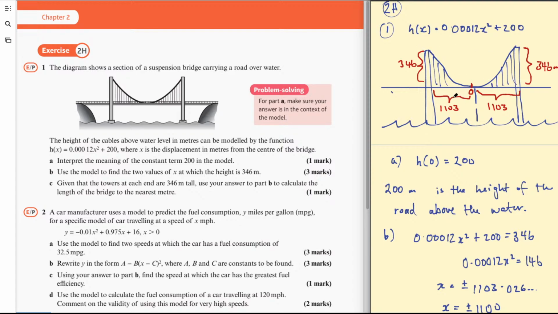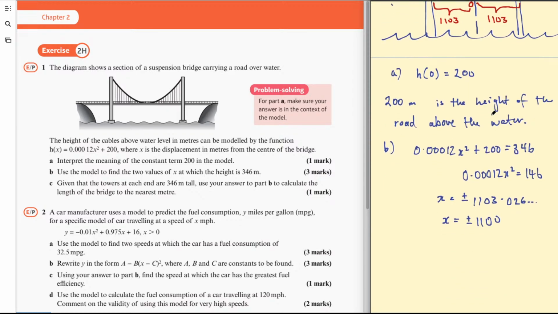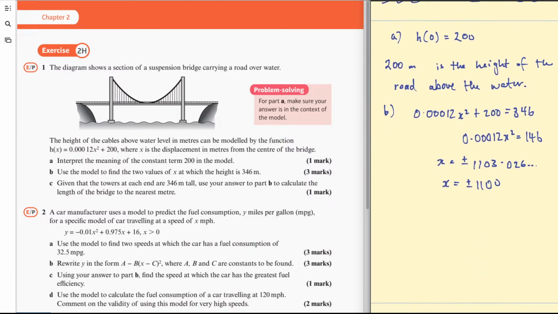Once we've put the dimensions into the drawing, we have our answer. It's 2 lots of 1103, which is 2206. So for C, to the nearest meter, the length equals 2206 meters. And I should have used approximation symbols there because I rounded that off in part B. Okay. All right, not too bad for question 1.